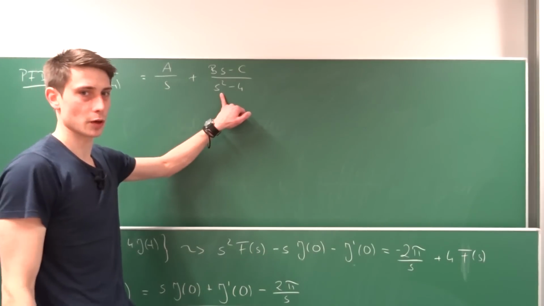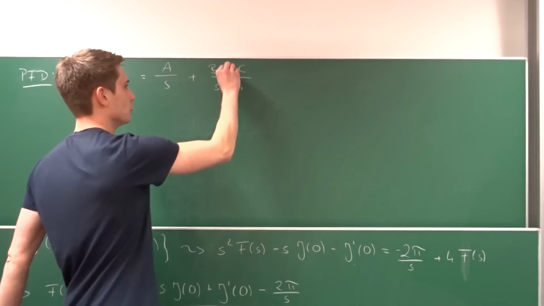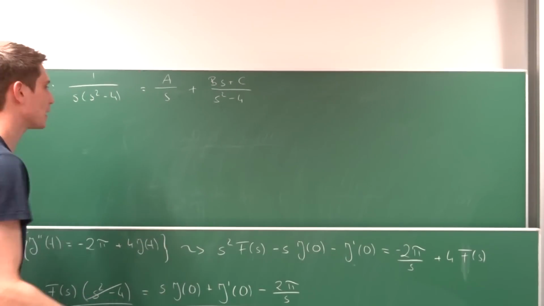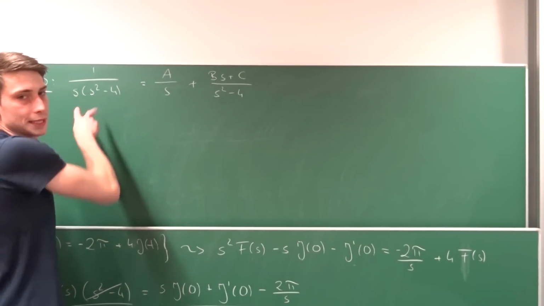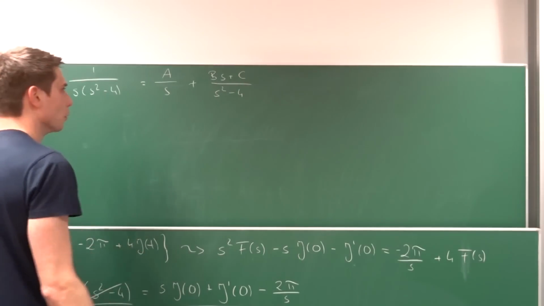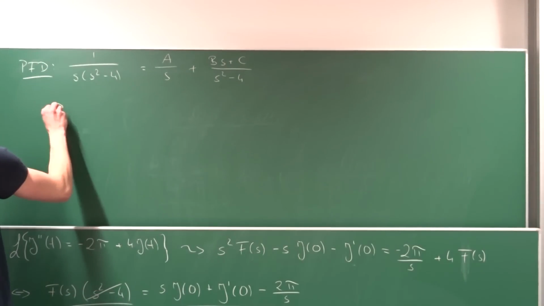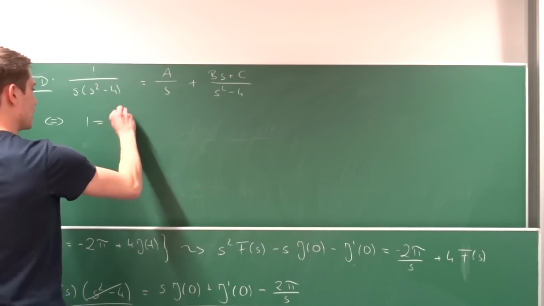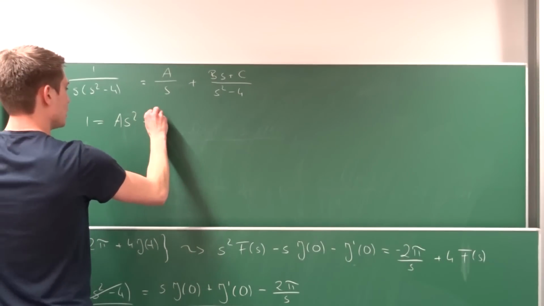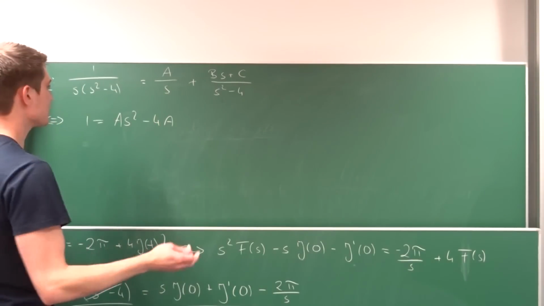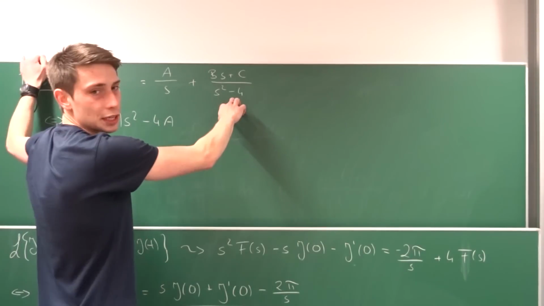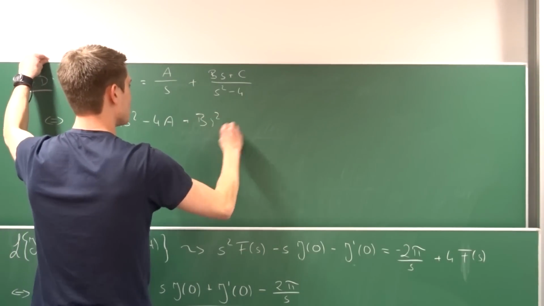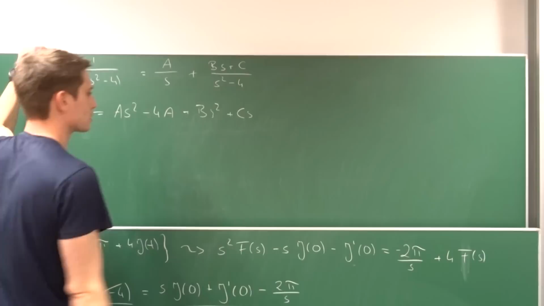This is having degree 1, so we need degree 2 right here. And this is a positive sign, it doesn't quite matter. And now we want to multiply both sides by this big denominator under the condition that it isn't equal to 0. So what we end up with is just 1 is now equal to s, and s will cancel out, so we end up with A times s squared minus 4 times A. That's nice. And then s squared minus 4, and this will cancel out, so we end up with positive Bs squared plus C times s.